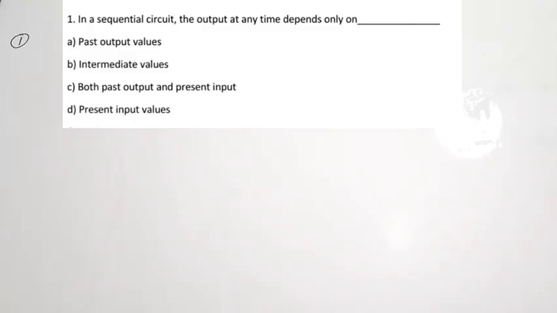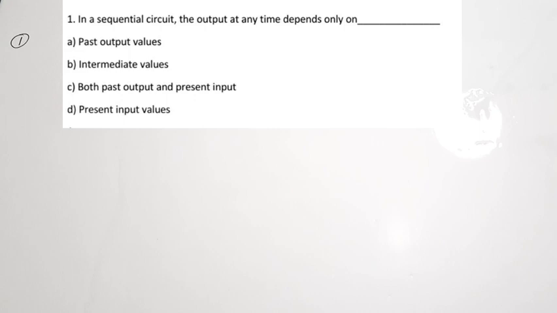Okay, so let us see the answers without any delay. So the first question you can see on board, these questions are from digital electronics subject. So this video will be uploaded in the digital electronics playlist. The first question is, in a sequential circuit, the output at any time depends only on dash.